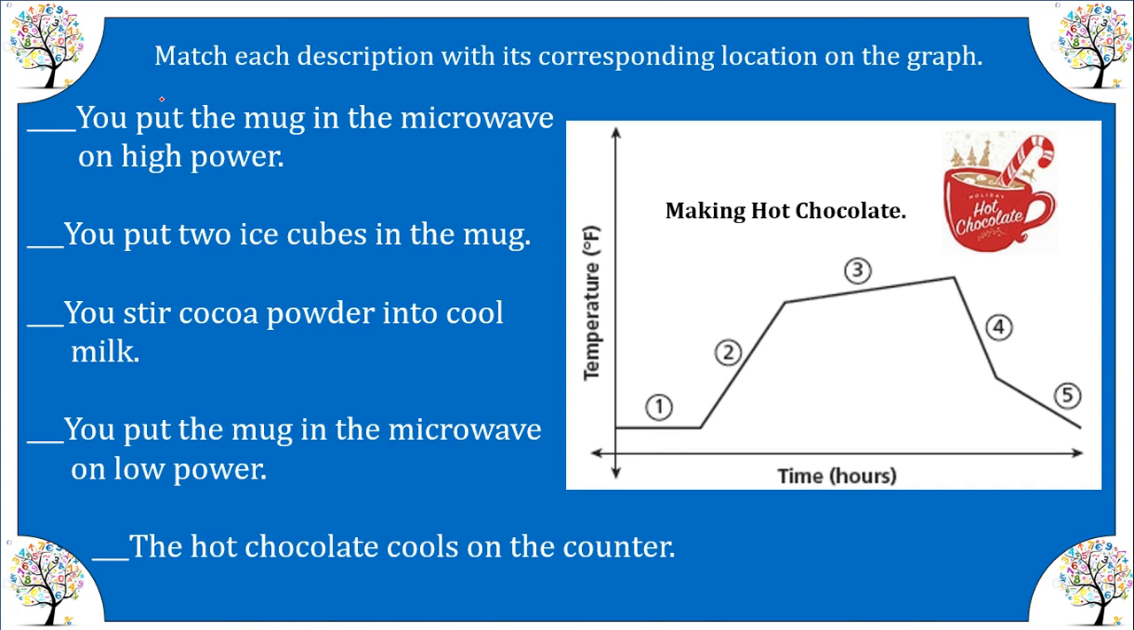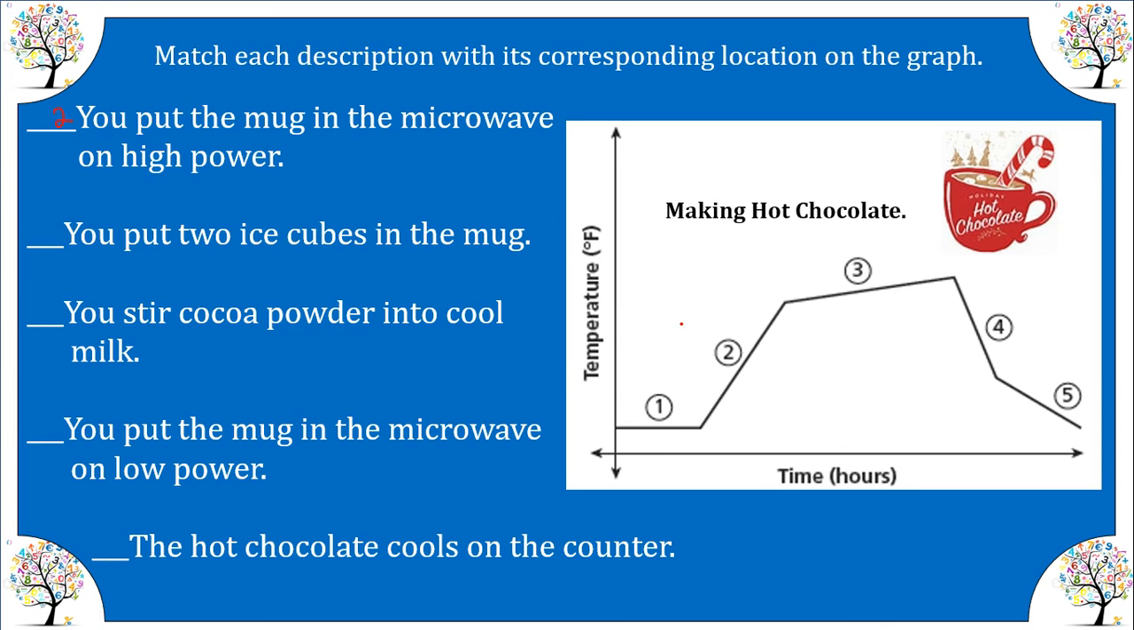Okay, let's take a look at this situation. It says match each description with its corresponding location on the graph. So we are making hot chocolate, and we have a steady line, horizontal, no change, and then we have an increase, a decrease, and a decrease. So let's read these. You put the mug in the microwave on high power, so that means it's going to get hot. So I'm thinking this is going to be number 2.